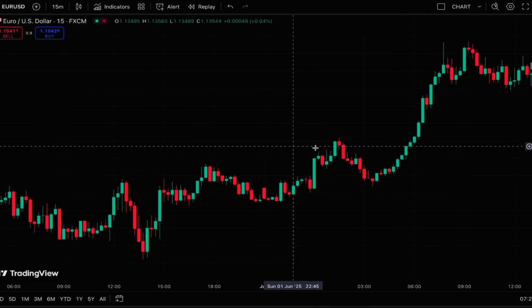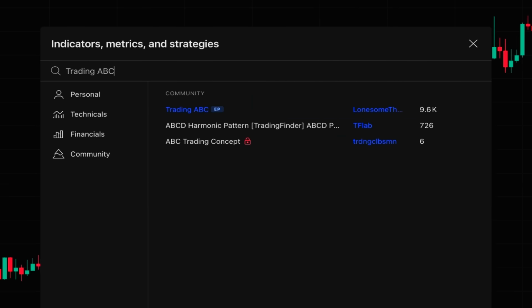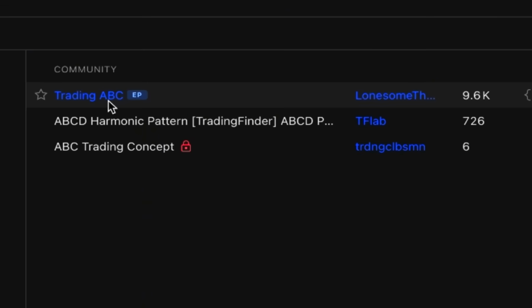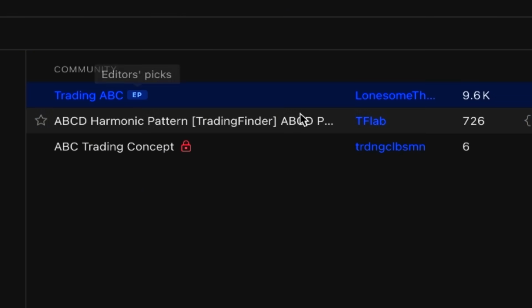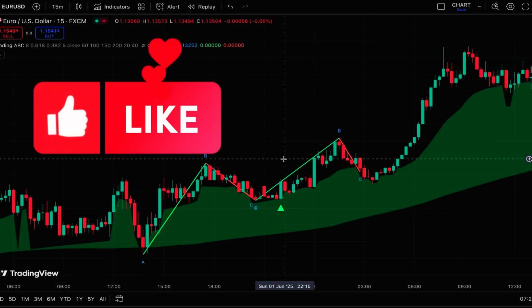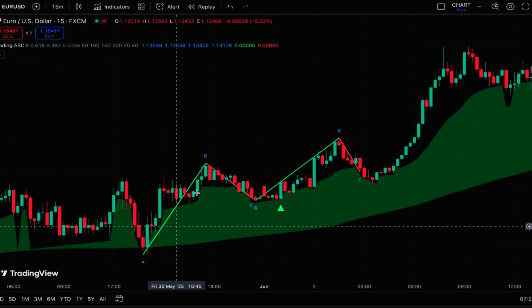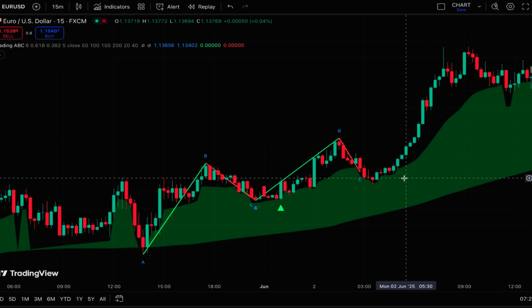Alright, to add the indicator to our chart, here we click on indicators and we search trading ABC, this one, which is an editor's picks indicator and written by someone named Lonesome the Blue. Alright, this is the indicator, and as you can see, it's overlaid on the price chart. You can see that the indicator has identified ABC pattern on the chart, and we have also a cloud here.